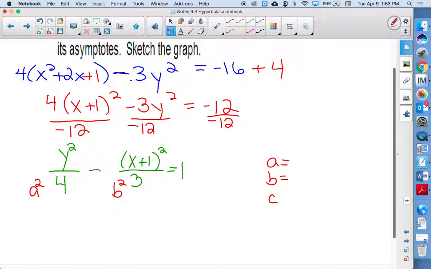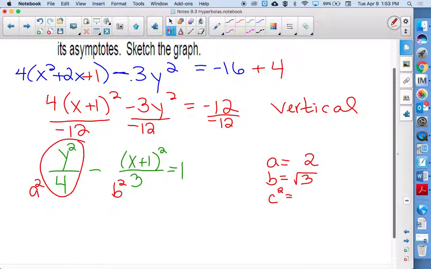What direction does this go? Vertical. Which term is first? The y squared is first, so it's vertical. A squared is always on the left, b squared is always in the right denominator. So that means a is 2, b is the square root of 3. c squared is now adding those two together. So c would be the square root of 7.